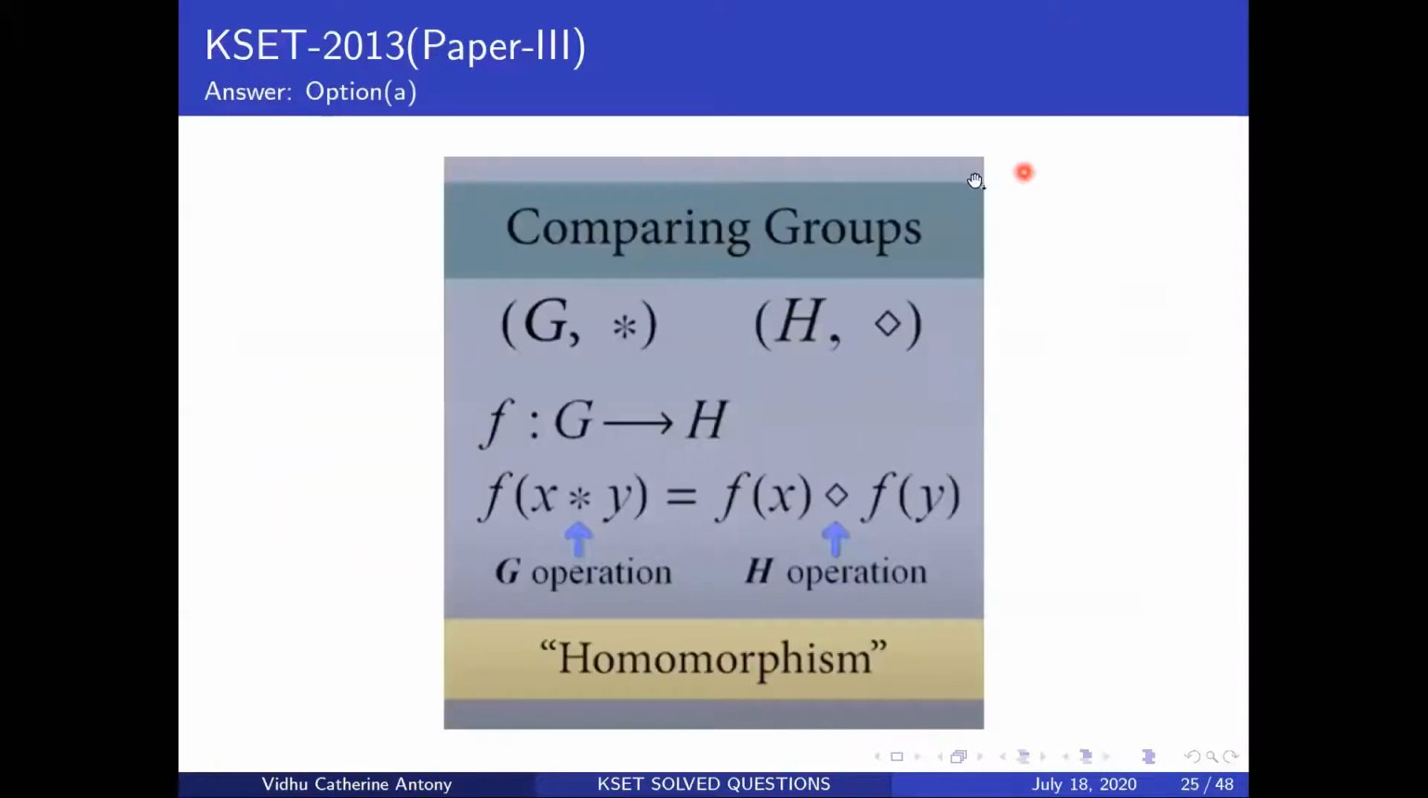Basically here, what are you doing? In homomorphism, you're looking at how similar 2 groups are. I have a group G with operation star, and H with this diamond sort of symbol, and a function which goes from G to H. This star gives you your G operation, and this gives you your H operation. You should be very careful about that, because this could be a plus or this could be a product.